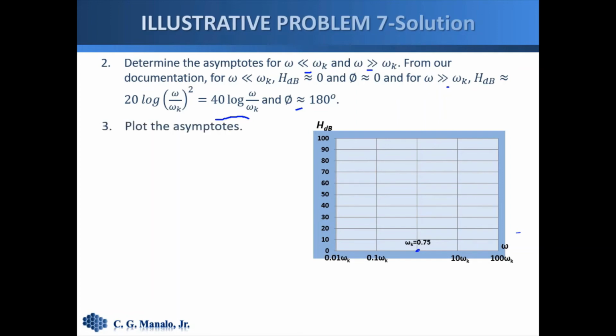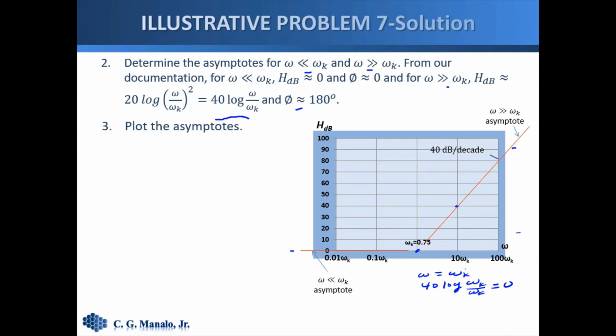So for omega much less than omega k, this is the asymptote. So HDB is 0. For omega much greater than omega k, it looks like this one. So it is a line with a positive 40 dB per decade slope, and it passes at omega equals omega k with a value of 0. It is 0 because at omega equals omega k, we have 40 log omega k over omega k, so that makes a log 1, which is a 0. So 0 times 40, that will give us 0. So we have a 0 there.